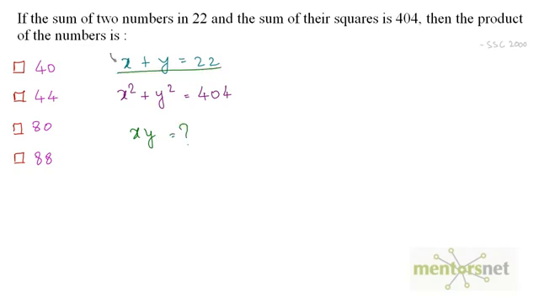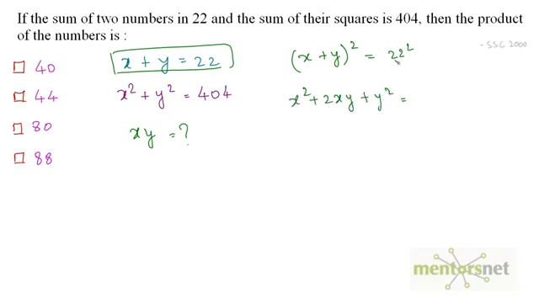Now in the first equation, if we take the square on both sides, we get x plus y the whole square is equal to 22 square. So we can expand x plus y the whole square, which is x square plus 2xy plus y square, and this is equal to 22 square, which is 484. We know the value of x square plus y square, which is 404. So 2xy plus 404 is equal to 484.